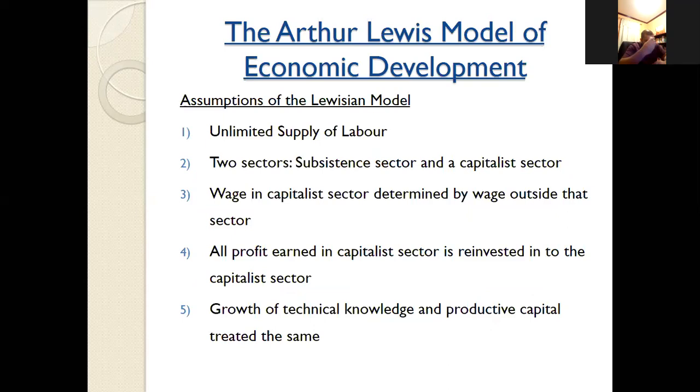He also assumes that there are two sectors. This is the essence of the dualistic model. There's a subsistence sector and there's a capitalist sector. He assumes that the wage in the capitalist sector, that is one of the two sectors, is determined by a wage outside of that sector. So the wage which prevails in the capitalist sector is determined by a wage outside of that sector. Now, that can only mean that there is some influence from the subsistence sector on the agriculture sector.